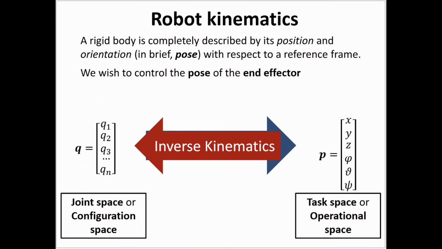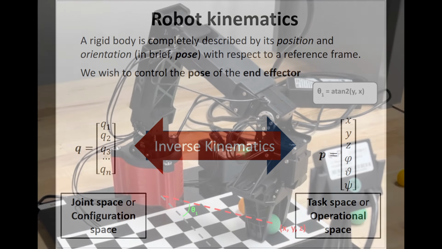Now, what if we wanted to do the opposite? As the name suggests, inverse kinematics is the reverse operation of forward kinematics. Given the position and orientation of the end effector, inverse kinematics is used to calculate the required joint variables needed to get the robot there.